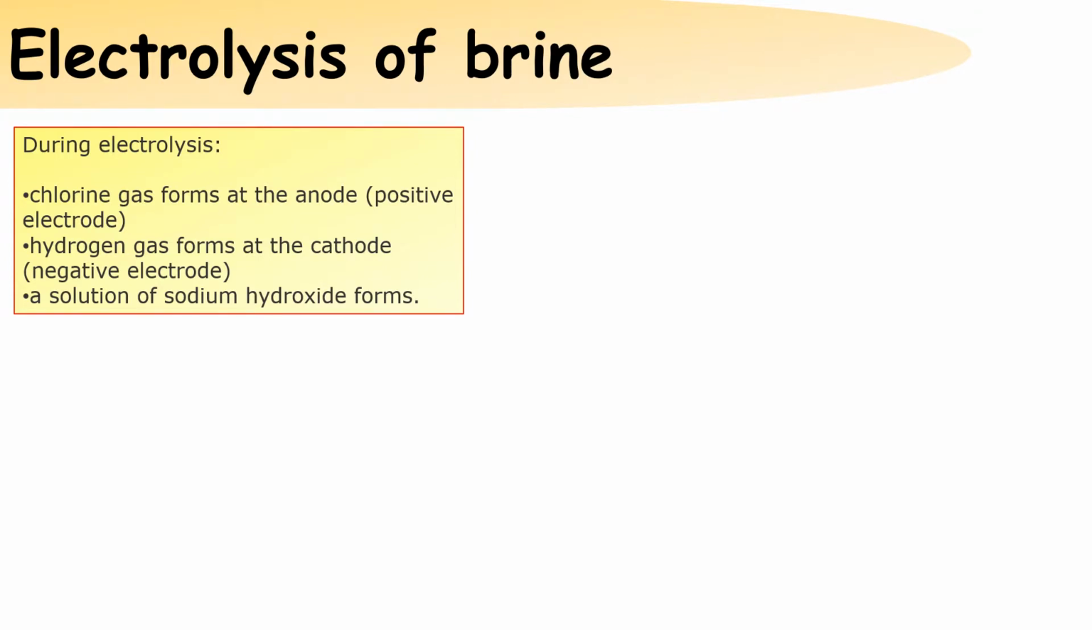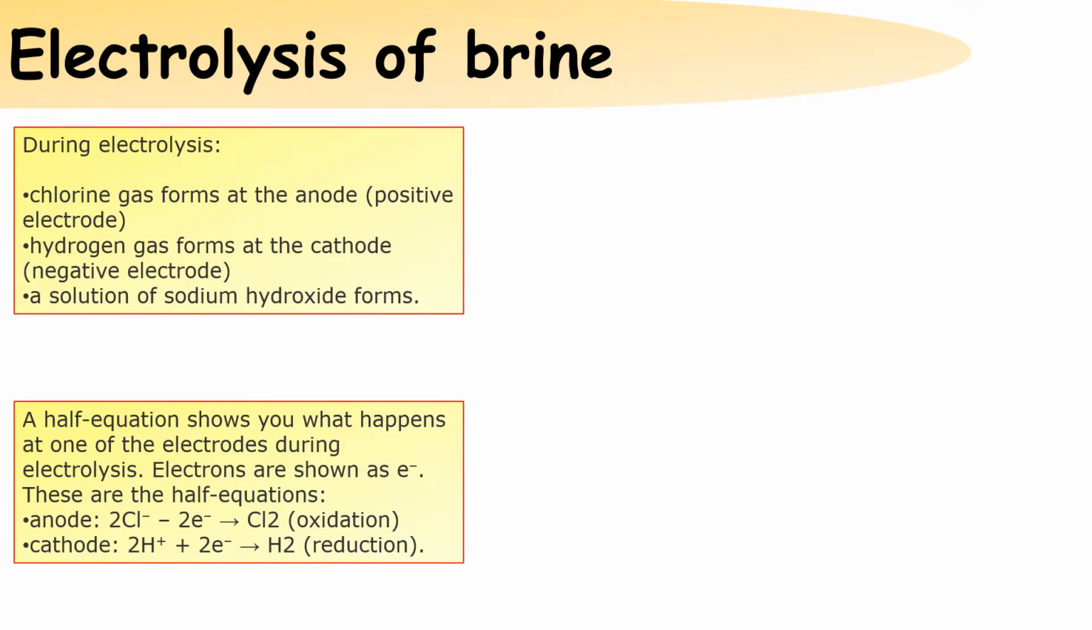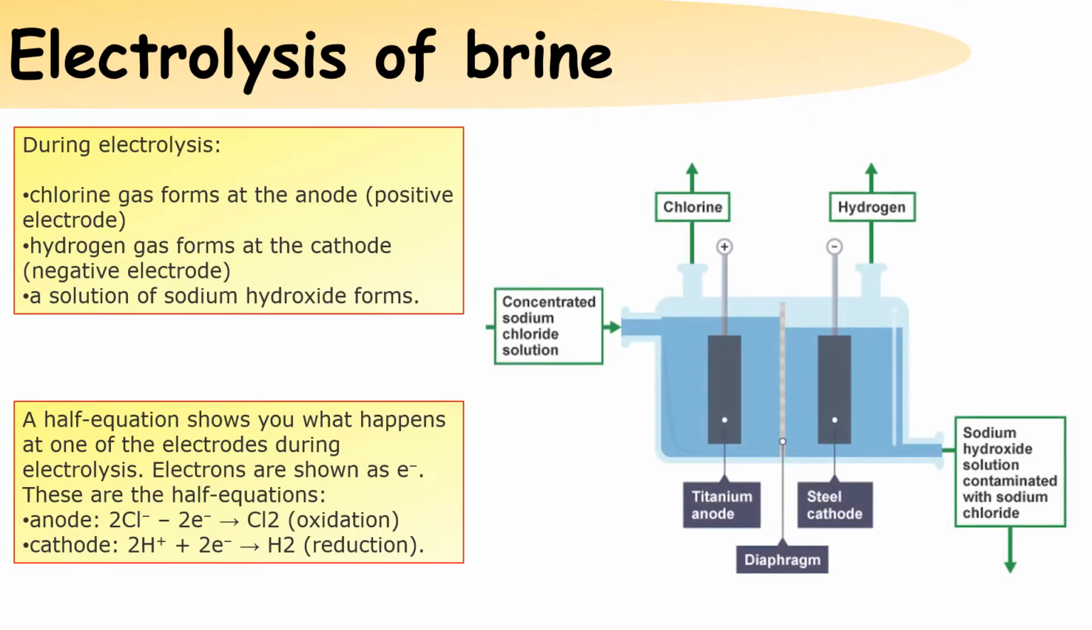During electrolysis, chlorine gas forms at the anode and hydrogen gas forms at the cathode. Sodium and hydroxide ions are left behind in solution to form sodium hydroxide. A concentrated sodium chloride solution is pumped in at one end. When an electric charge is passed through it, it breaks down into its ions.